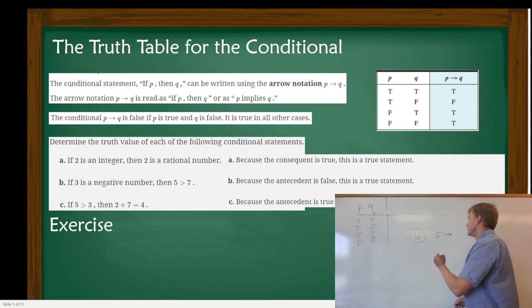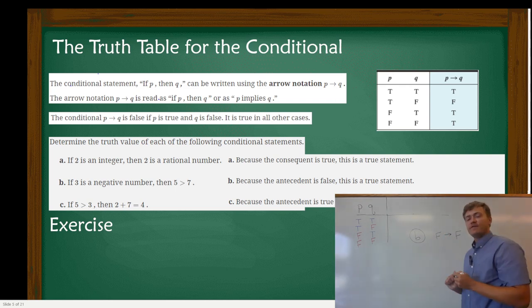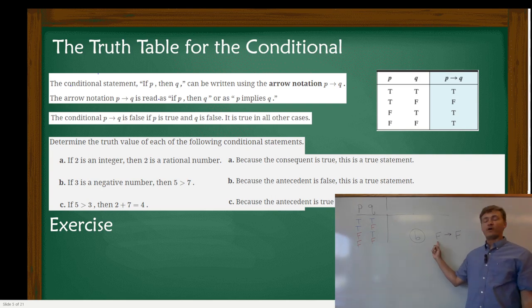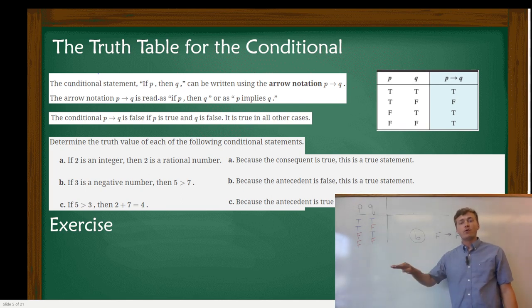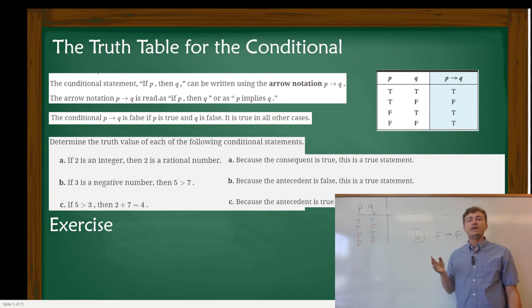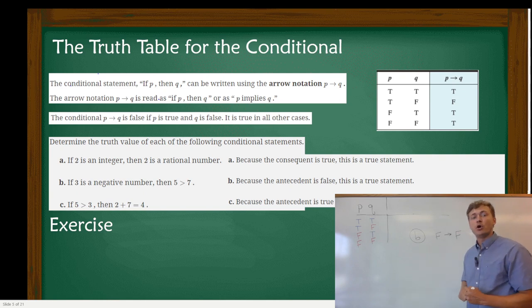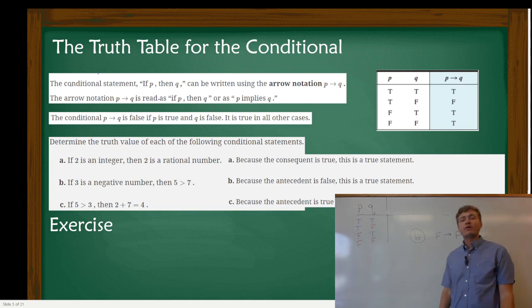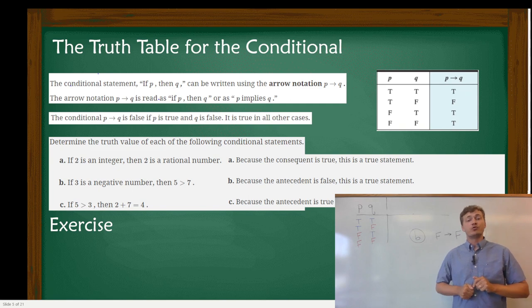That's a false statement. However, if you have a conditional statement, such as part B, where false implies false, you see there for row 4, when P is false and Q is false, then P implies Q is going to be true. Part B, we get a true outcome.